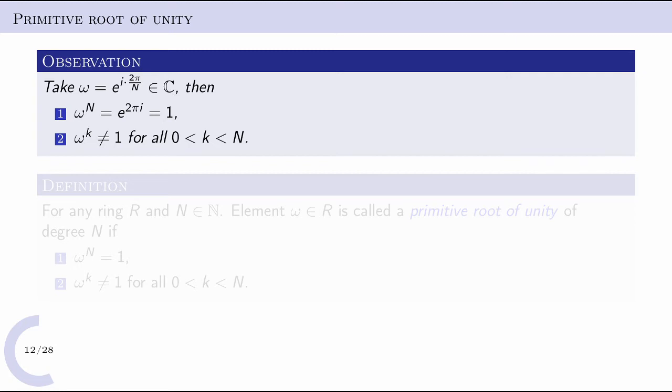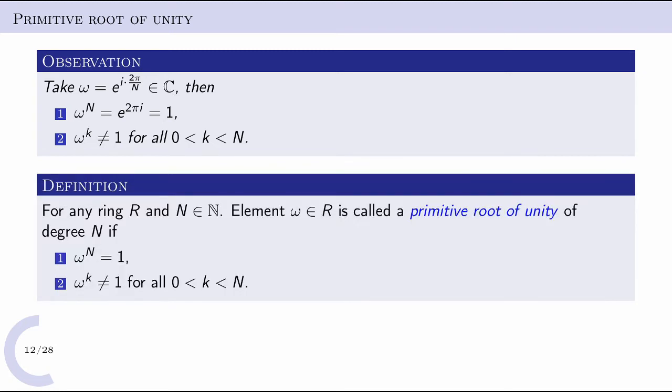Such a number is called a primitive root of unity. In this case, a complex primitive root of unity. More generally, given any ring R and a positive integer n, an element omega is called a primitive root of unity of degree n if omega to the nth power is 1, but all the earlier powers are different from 1. Such a number is called a primitive root of unity of degree n.